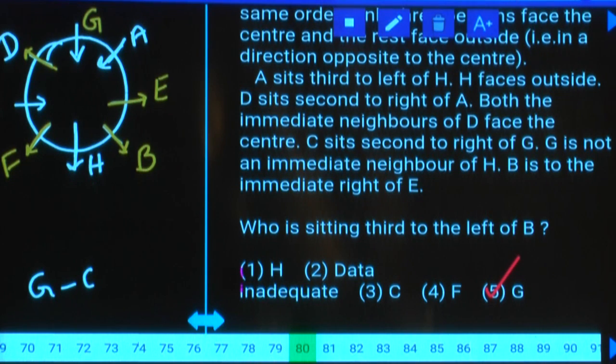Done with this? Now this is about question number 76 to 80. Then 81 to 85.